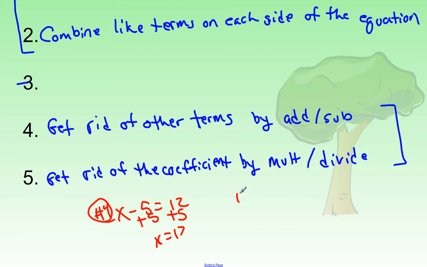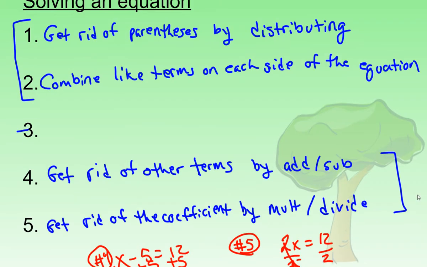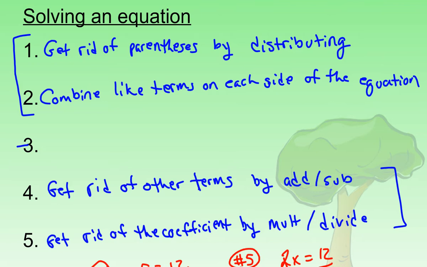Step 5 is just you're getting rid of the coefficient of the variable. You're getting rid of the number in front of the variable, the thing that's either being multiplied or divided by the variable. So if you had, say, 2x equals, no, we'll use 12 again. So you're getting rid of this coefficient by dividing both sides by 2. Cancel, x equals 6. So step 4 and step 5 are old. That's what we did in the previous lesson. Step 1 and 2, slightly new.